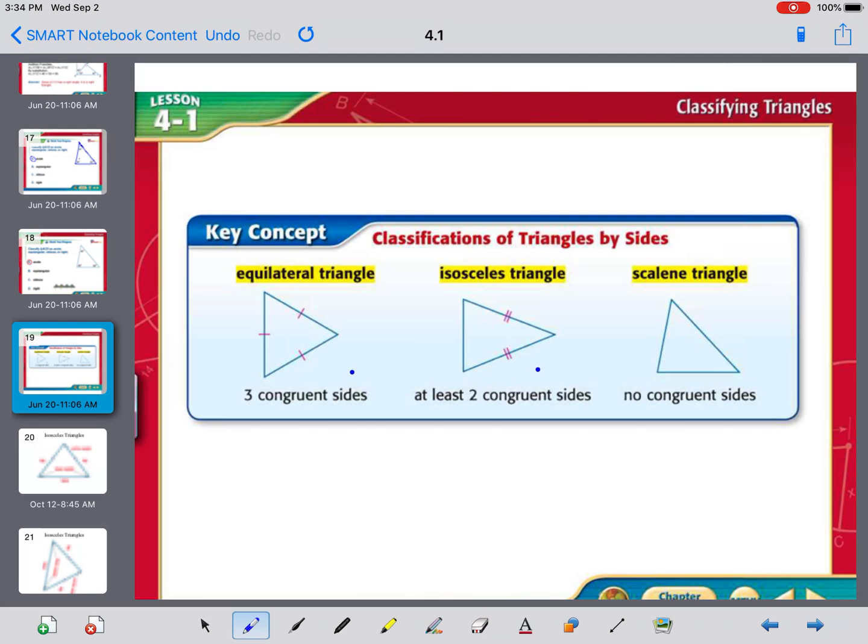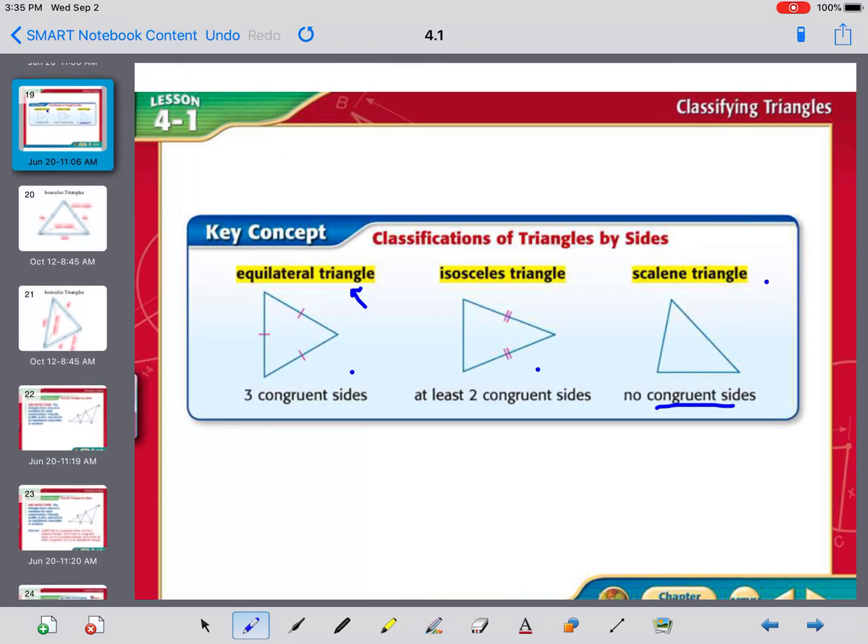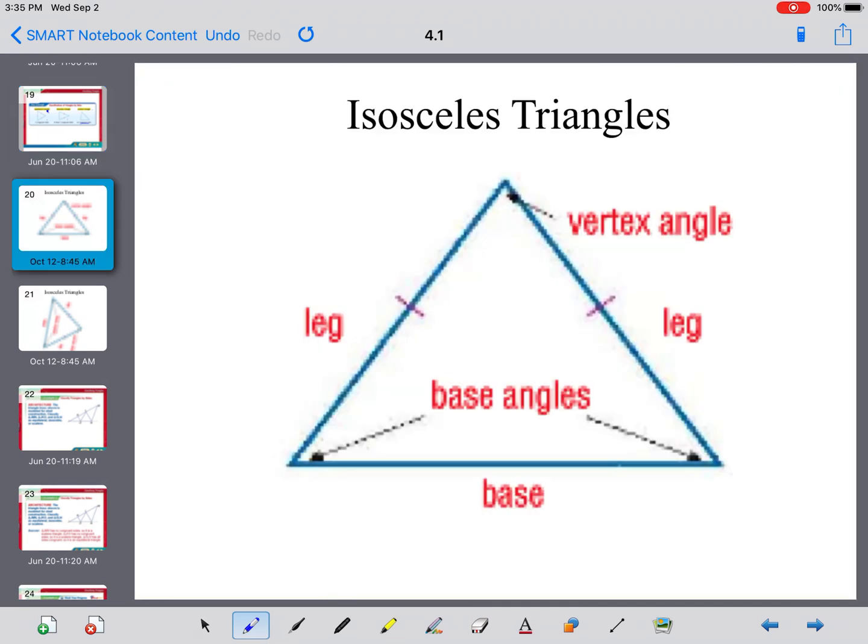So that was angles. Now we can talk about sides, which you've already done, actually. If all sides are congruent, it's equilateral. If at least 2 sides are congruent, which could be 2 sides congruent or all 3, it's isosceles. So this technically is an isosceles triangle. It's a special type of isosceles where the third side is also congruent. But if there are no congruent sides, we call that scalene.